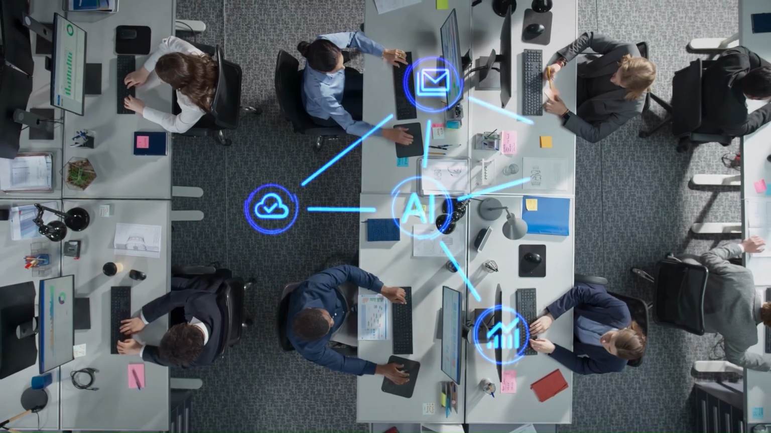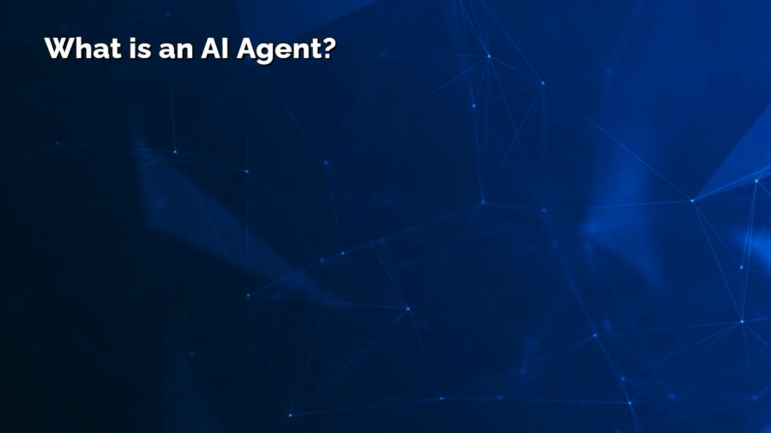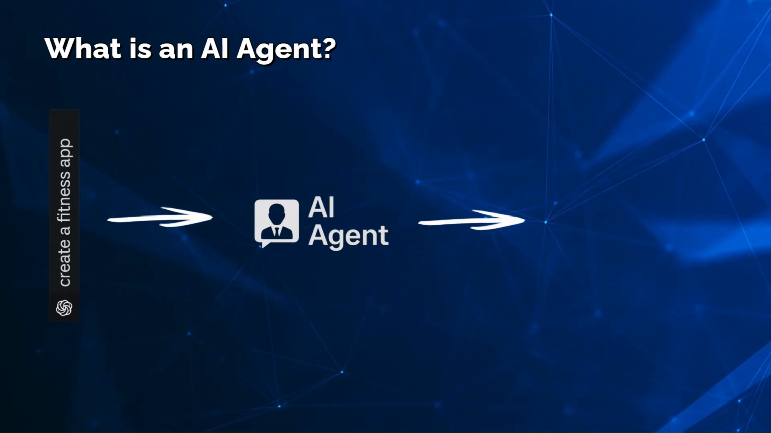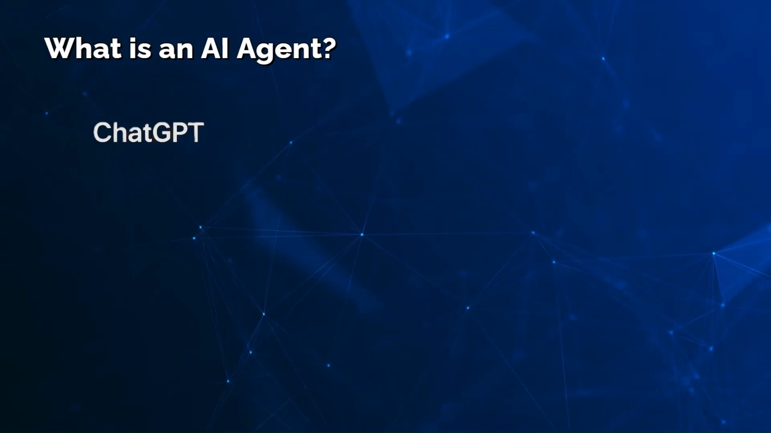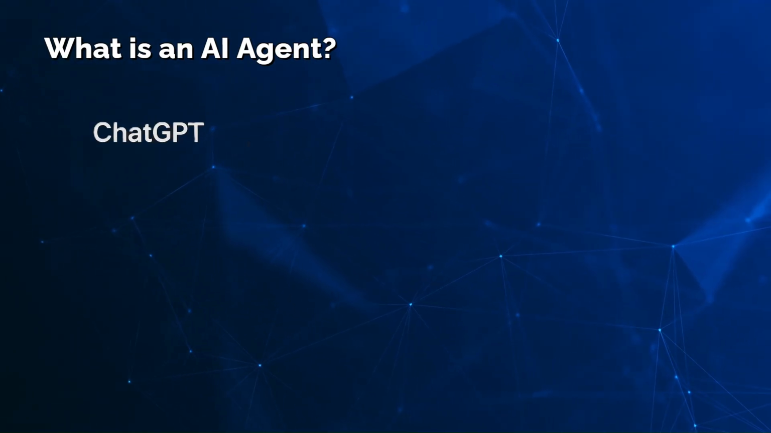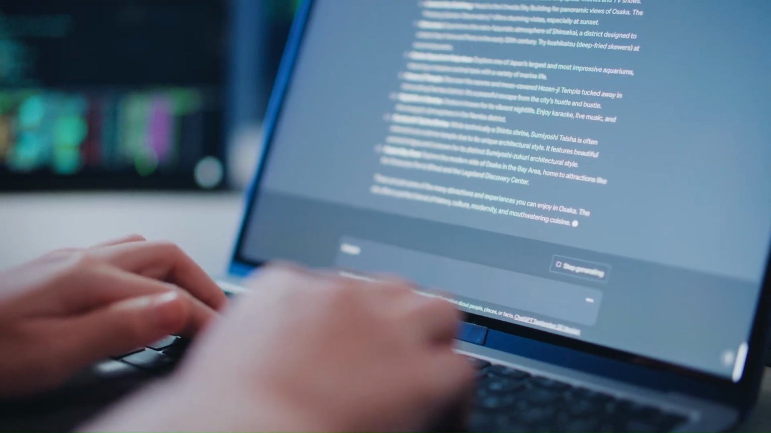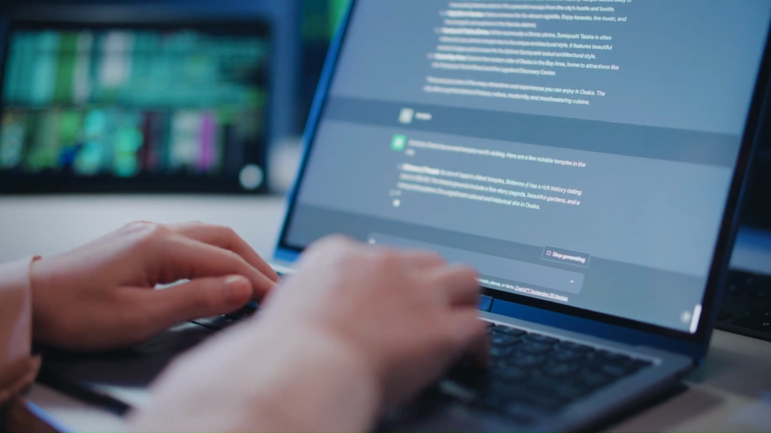Okay, so let's break this down. What exactly is an AI agent? You just saw it in action. I gave it a single prompt and it did not stop at giving me a to-do list. It actually did the work. That's the difference. A tool like ChatGPT or any LLM gives you suggestions or any text-based answer because they are generative models. They can generate answers in any human readable language like English.